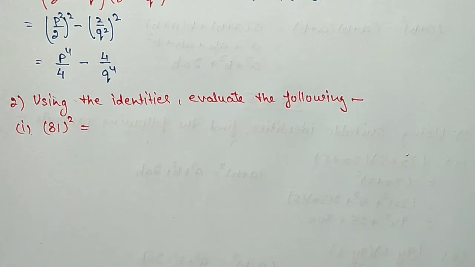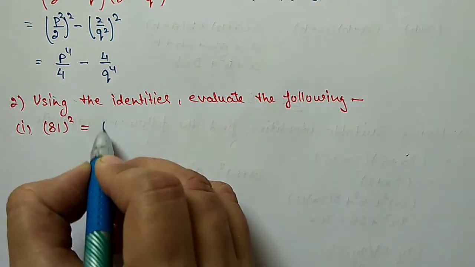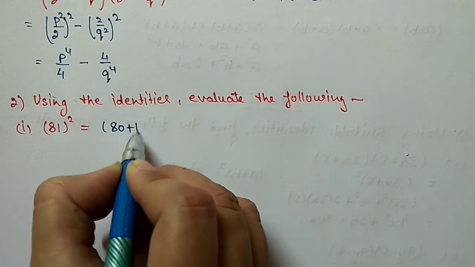Next, question number 2: using the identities, evaluate the following. First we have 81 square. So here this square we have to find out with the help of some identity. We can use the (a plus b) whole square identity or the (a minus b) whole square identity. If from these four any one we can use here. So this 81 we have to split as the sum of two easy numbers or as the difference of two numbers. So 81 we can write here as (80 plus 1) whole square.